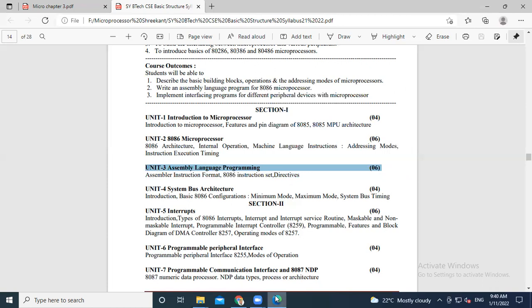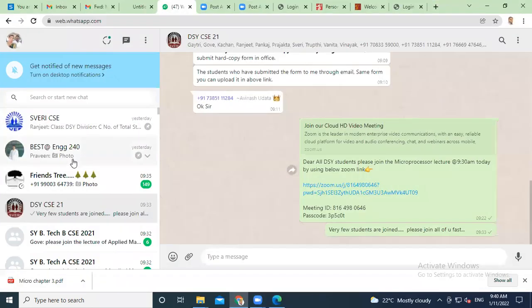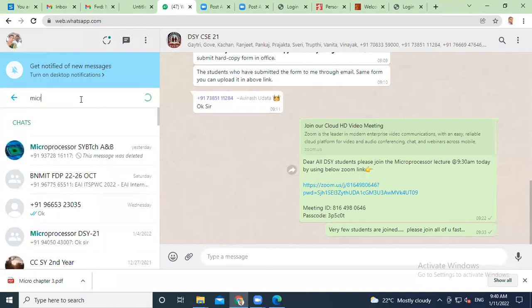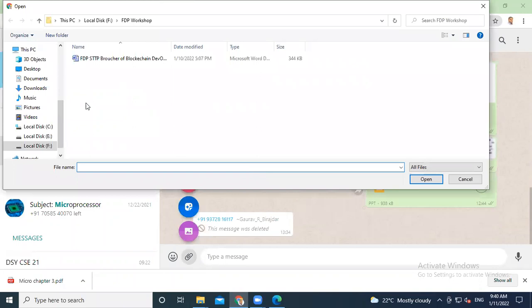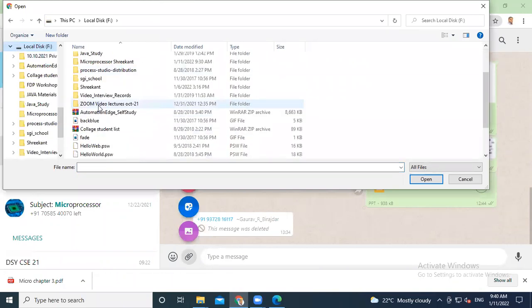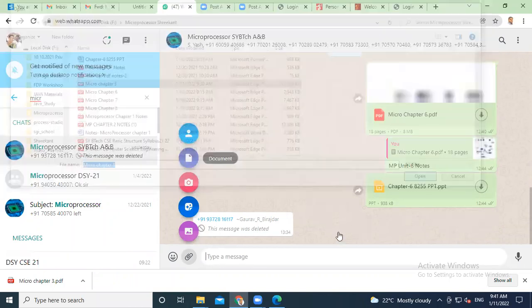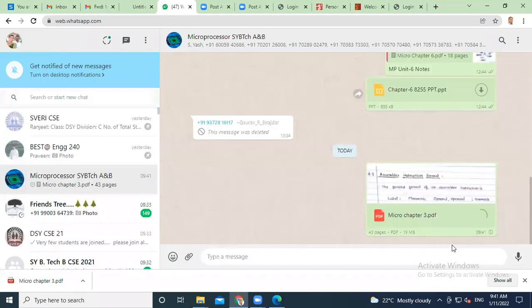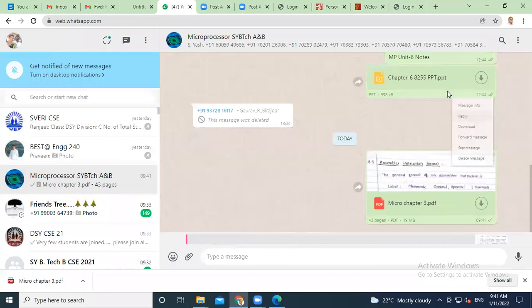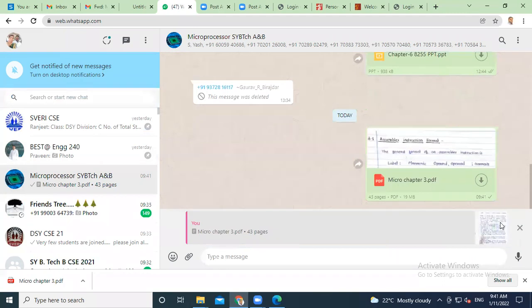So come with the notes. Before that, I have to send you the notes first. Come to the microprocessor group, DSY group. I'll send you the notes before starting, for your reference. It is easy for you to follow along with my lecture. Chapter 3, unit 3 notes. It's loading. Yes, it is dumped. So go and check it out.